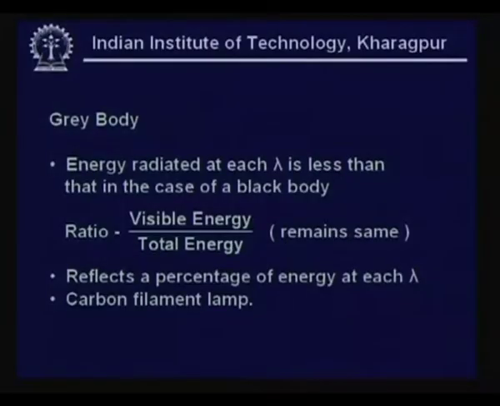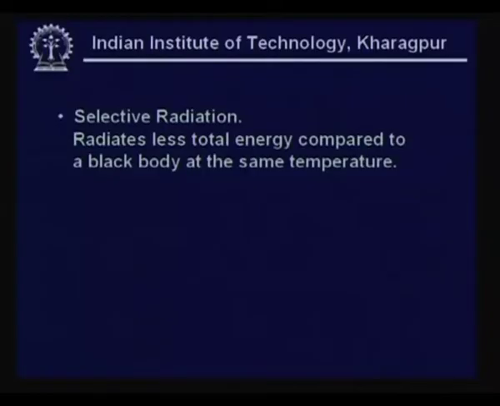One good example of a gray body is a carbon filament lamp. When we study the incandescent lamps, it will become clear that the first of the incandescent lamps had carbon filaments. So, as opposed to black body and gray body, we have what are called selective radiators.